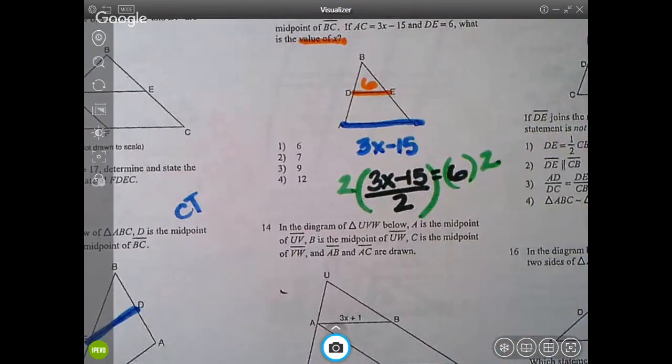So if we multiply this side by 2, ladies, you were doing fantastic. Make sure you're talking about math. Excuse me.